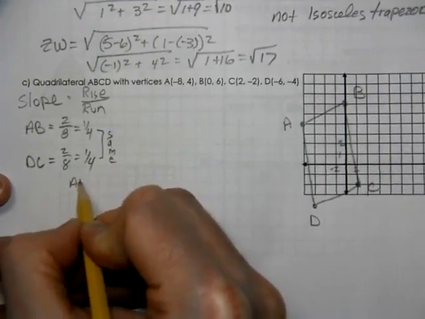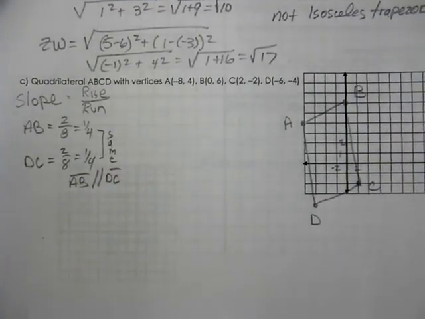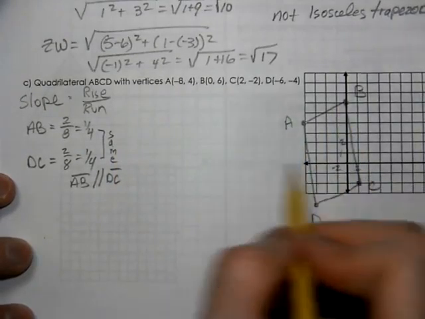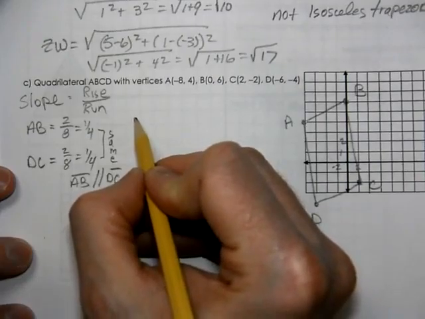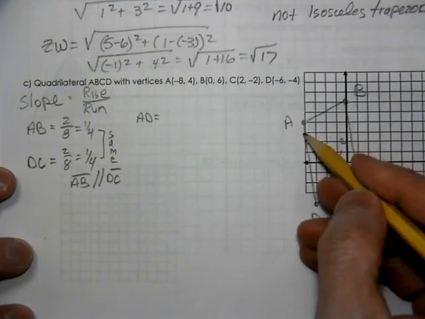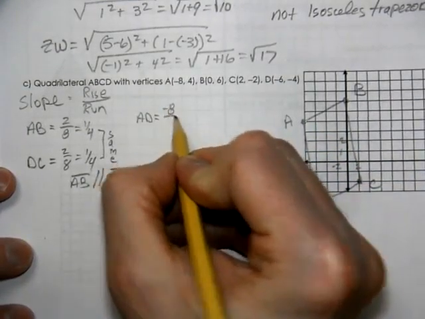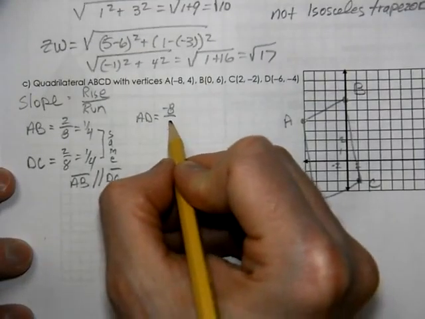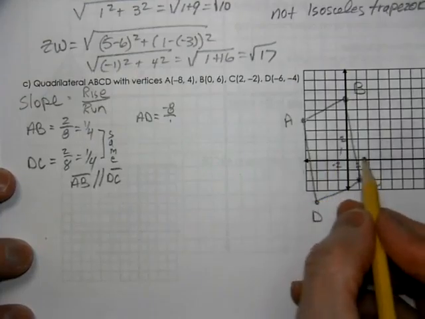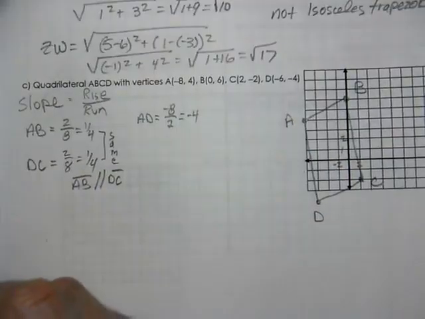That's the same. So AB is parallel to DC. So next we're going to look at these two sides. So AD, 1, 2, 3, 4, 5, 6, 7, 8, -8, +1. Well, it actually counts by 2, so +2 gives you a -4 slope.